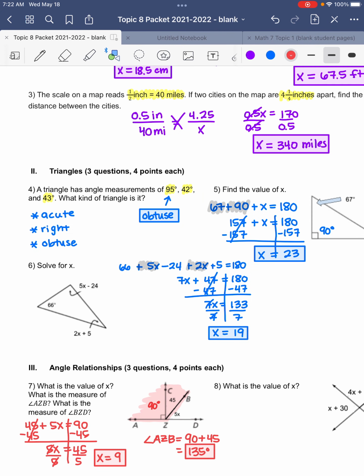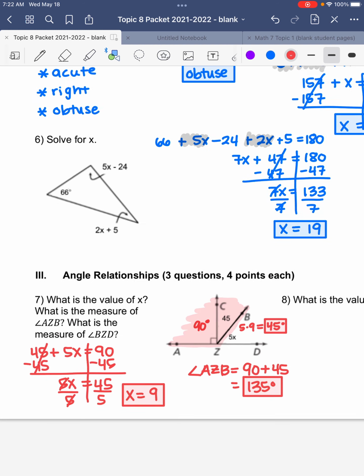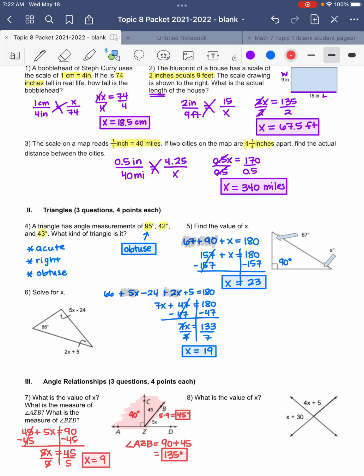Okay? And lastly, what is the measure of angle BZD? Well, BZD is this angle that I don't have highlighted. It's the 5x angle, right? Well, we already know what x is. We know that x equals 9. So wouldn't it make sense to say 5 times 9 here to find the measure of that angle? Yeah, and 5 times 9 is 45 degrees. So angle BZD is 45 degrees. Okay, so we have answered all of those questions in number 7.